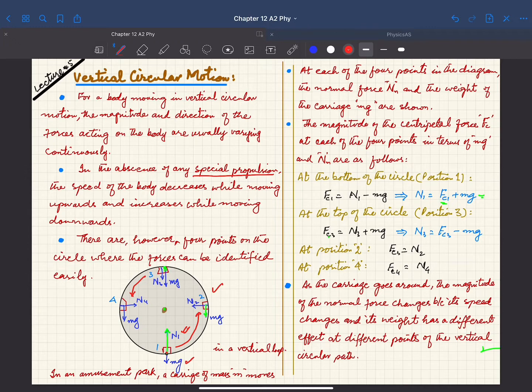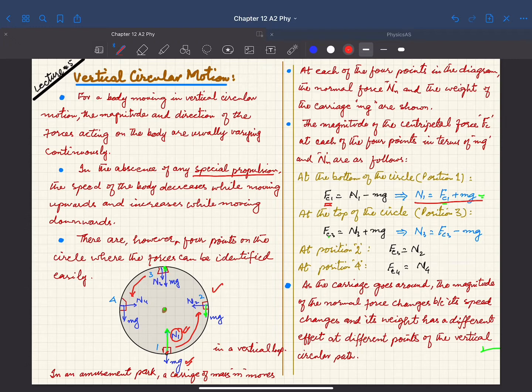At the bottom, you can see that the difference of your normal force, the contact force, and the weight is giving you the centripetal force. And if you want to write the normal force, then of course you can change this equation into N1 is equal to Fc1 plus mg. So this is what we have as far as the bottom position of the body is concerned.